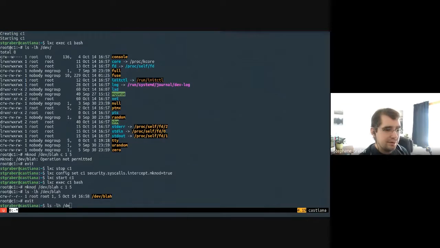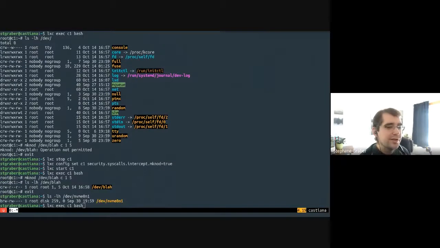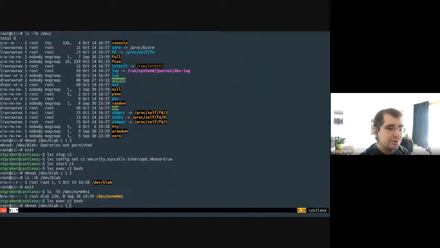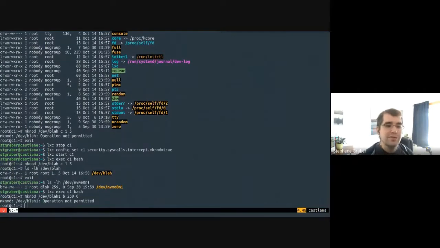As a quick example, if I was to pick an NVMe drive on my host and I try to create that particular device, let's call it blah one, the interception does not let us do it, because that would be terribly, terribly unsafe if I was allowed to do this.